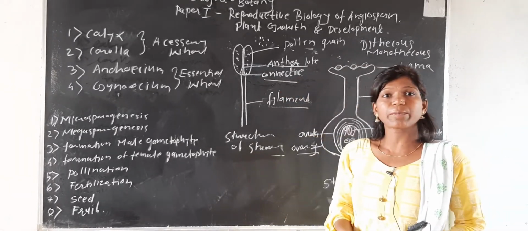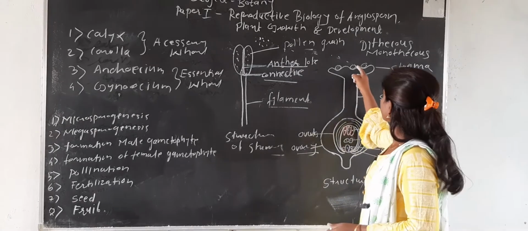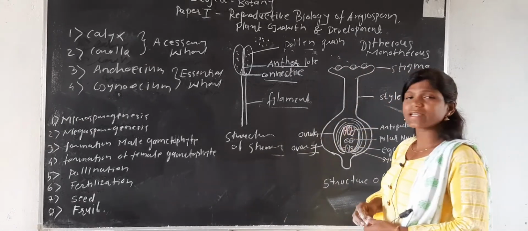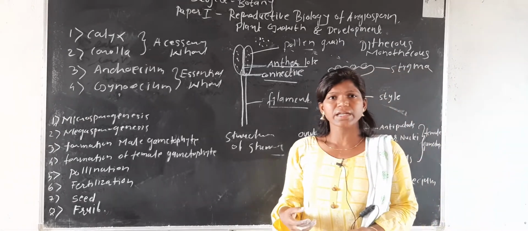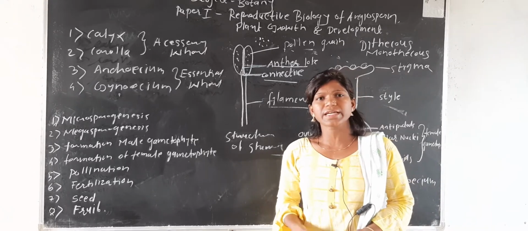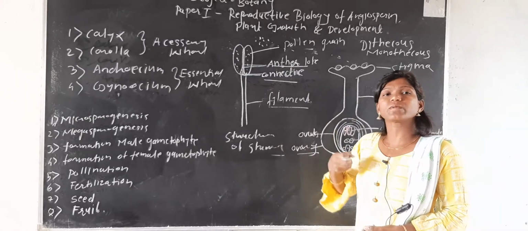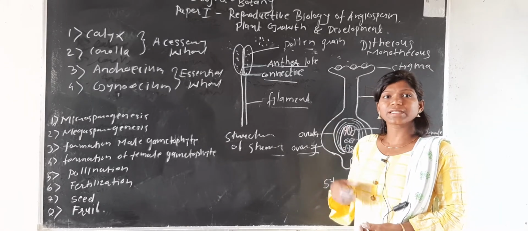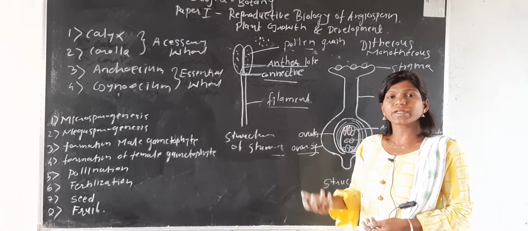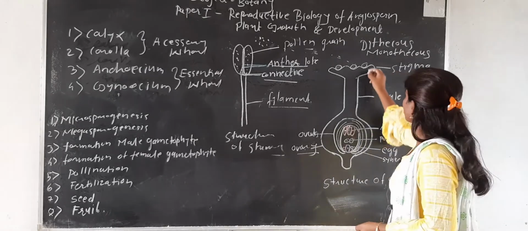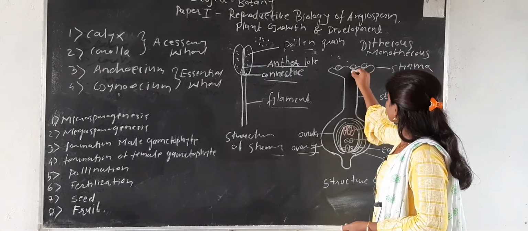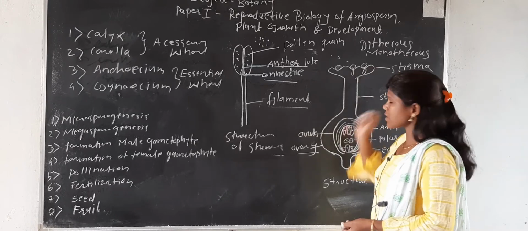Okay. What happens after pollination? Here in the stigma there are chemical components or sugary components present. From that sugary component, the pollen grain absorbs food material, and after that it swells. After the absorption of food material, from the stigma the pollen grain germinates.